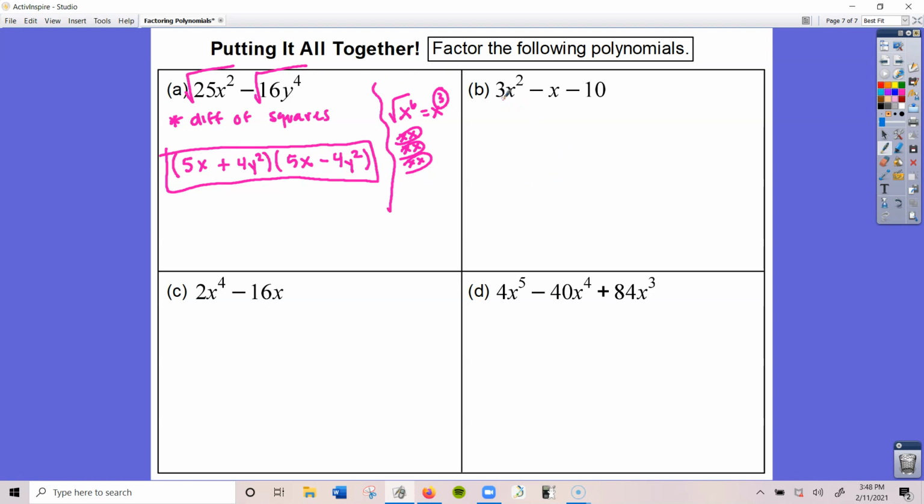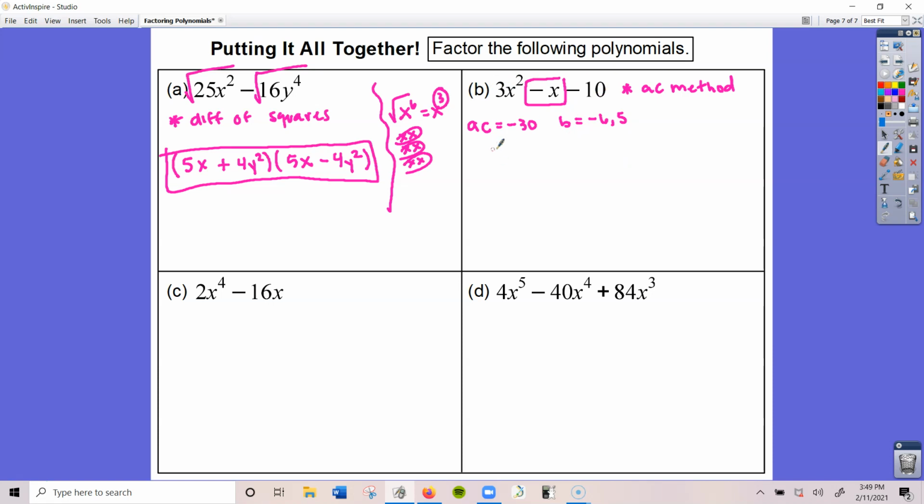For this next one, we have 3x squared minus x minus 10. Because we have a 3 in front of the x squared that I cannot divide from every term, that means we have to use the AC method. So first we need A times C. 3 times negative 10 is negative 30. The two numbers that multiply to give me negative 30 but add to give me negative 1 would be negative 6 and 5.